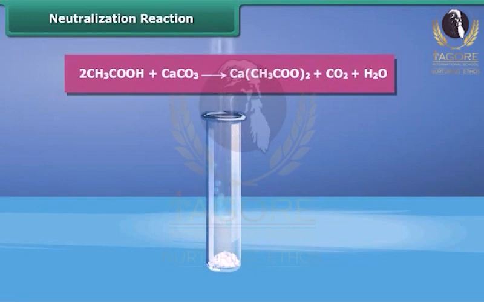A white solid is formed on the plate, which is calcium acetate. Chalk is calcium carbonate. Vinegar is acetic acid in water. When they react, carbon dioxide, water, and calcium acetate are formed. Thus, we can say that an acid reacts with a base to form salt.